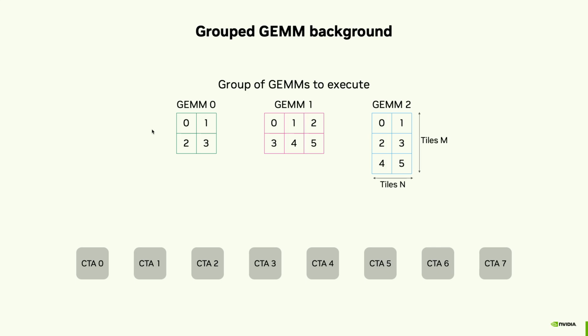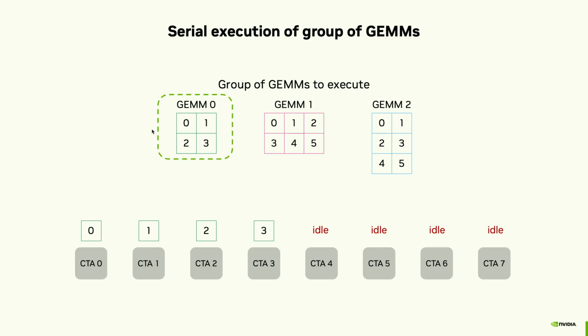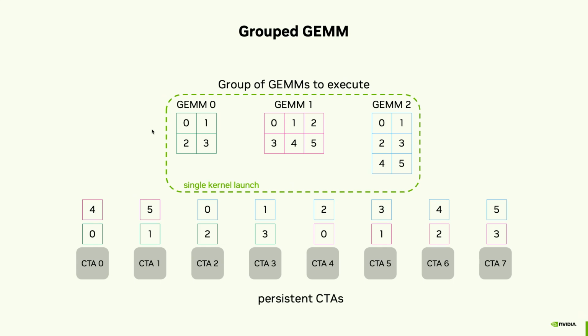To illustrate the benefits of group GEMM, I first want to show what would happen if we were to execute these GEMMs serially on a set of 8 CTAs. So we'd begin by executing GEMM 0 by assigning its 4 output tiles to CTAs 0 through 3. However, CTAs 4 through 7 would remain idle. Once this is complete, we'd next execute GEMM 1 by assigning its 6 output tiles to CTAs 0 through 5, but the final 2 CTAs would be idle, and we'd see something similar for GEMM 2. Overall, it's pretty easy to see the downside of this approach. Under serial execution, some of our CTAs will remain idle. It would be great if instead we could make use of these CTAs to compute useful work for other GEMMs in our group. And this is exactly what CUTLASS's group GEMM attempts to do.